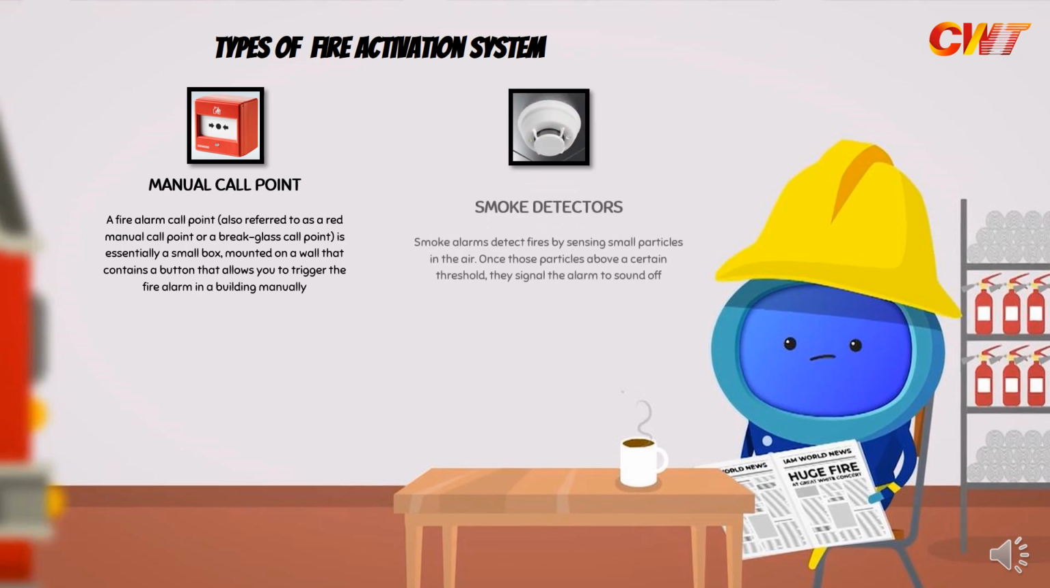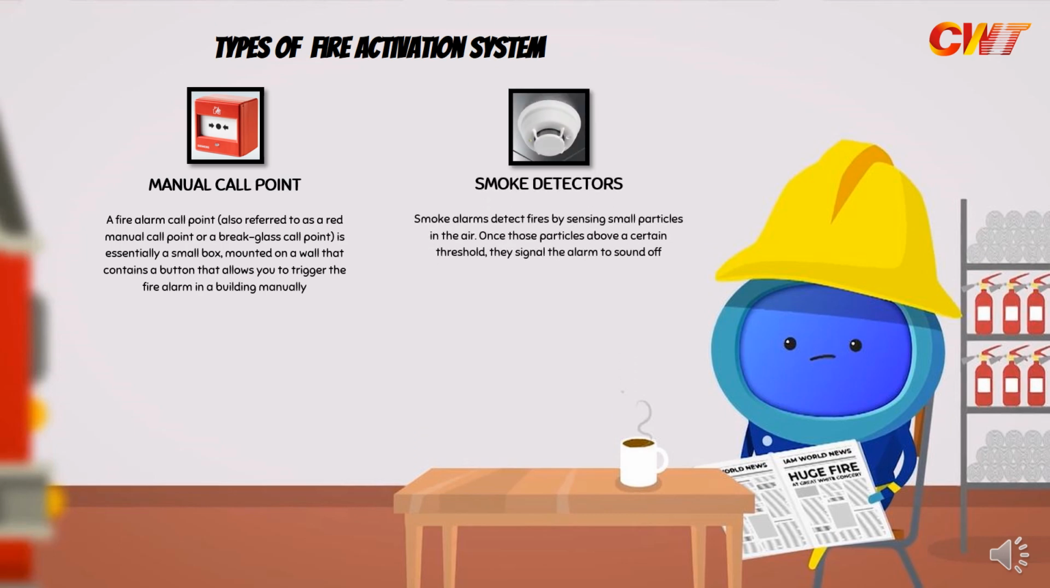Next, we have the smoke detectors. Smoke alarms detect fires by sensing small particles in the air. Once those particles go above a certain threshold, they signal the alarm to sound off.